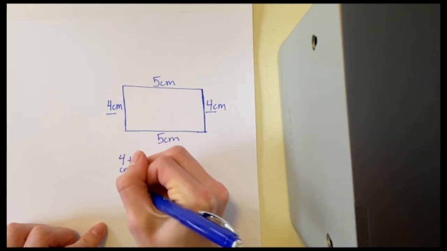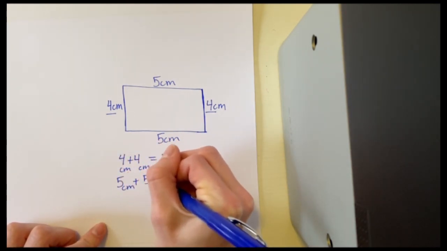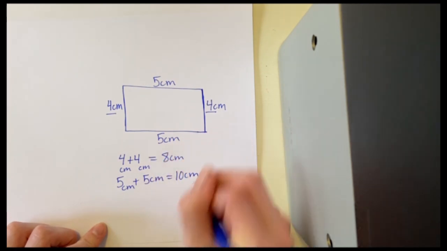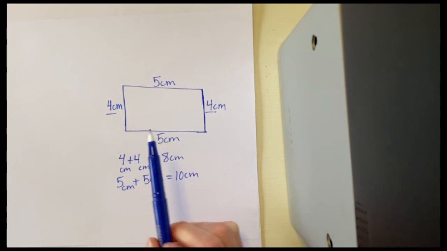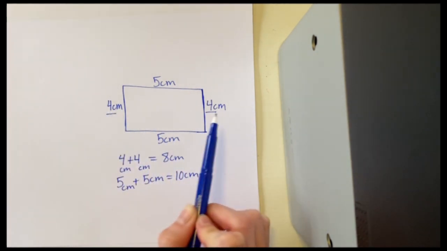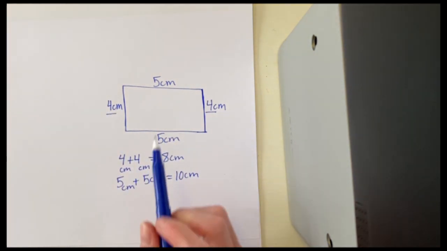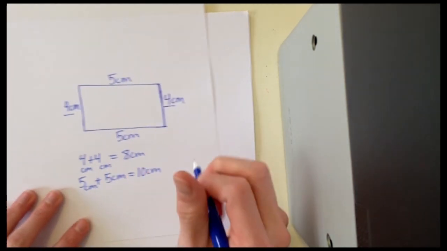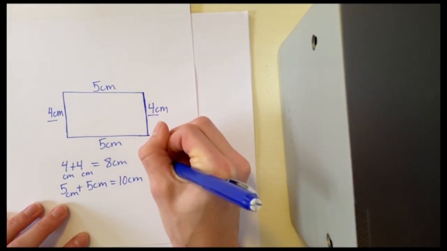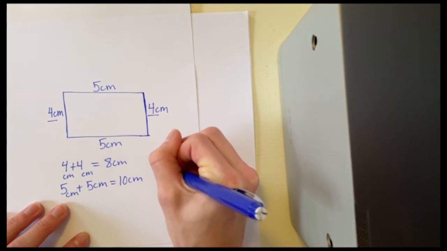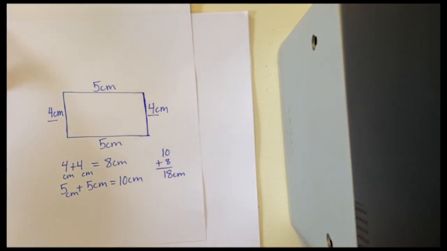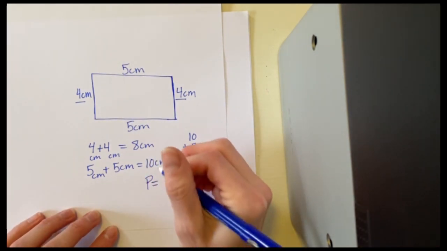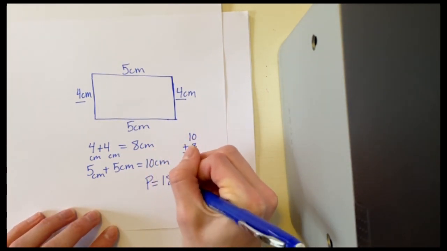So then I could do my 2 5s. That equals 10 centimeters. Can't stop there because that's 8. It's talking about those two sides, the length, and then these two are talking about the width. Putting them together, which would equal 18 centimeters. So our perimeter, capital P, would be 18 centimeters.